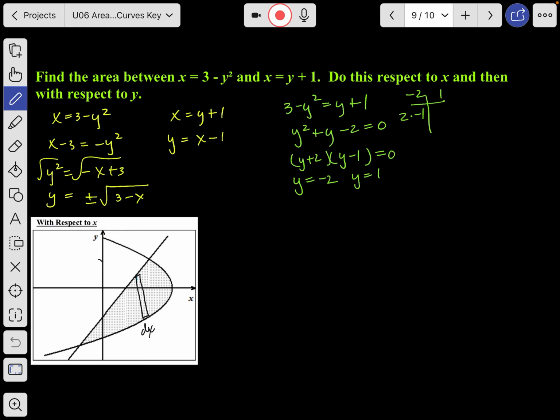If I write that on my graph, here's my +1 and here's my -2. Let's go ahead and find the corresponding x values for each of those y's. So that'll be my next step. If my y is -2, x is going to be -2 plus 1, so my x is going to be -1. This point right here is going to give me -1, -2.